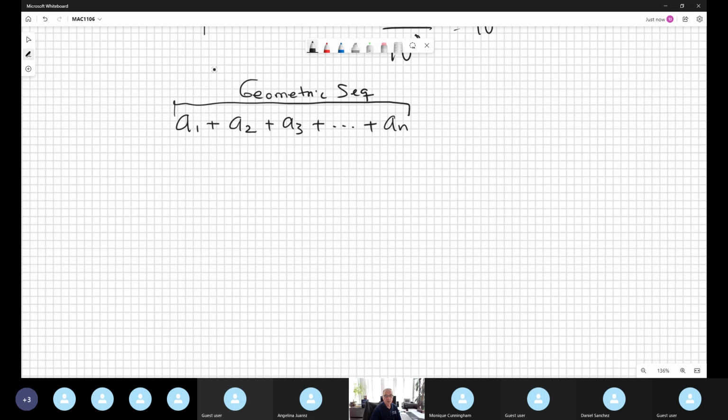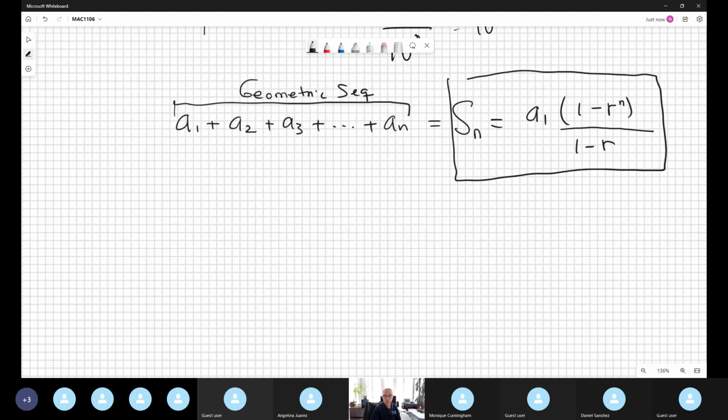Okay. The summation formula for a geometric sequence is different. A1 is the first term, and then you have a fraction. In the numerator, you have 1 minus r to the n power. Remember, r is the common ratio. This is the formula to compute the summation of the first n terms of a geometric sequence.